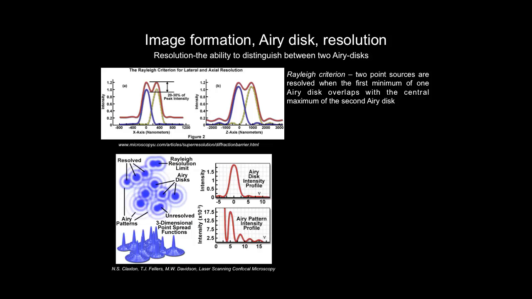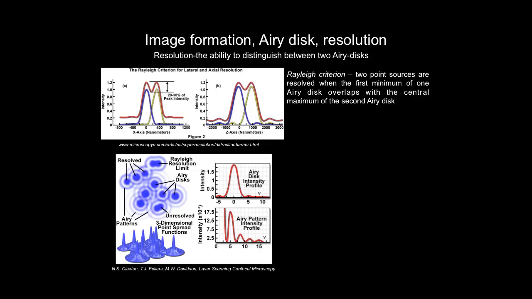So knowing these intensity profiles of the Airy disks allows us to define and talk about the resolution. The resolution is defined as the smallest distance between two point-like objects for which their images can still be distinguished. So it's really about the ability to distinguish between two Airy disks. And Rayleigh came up with a criterion for that. He stated that two point sources are resolved when the first minimum of one Airy disk overlaps with the central maximum of a second Airy disk.